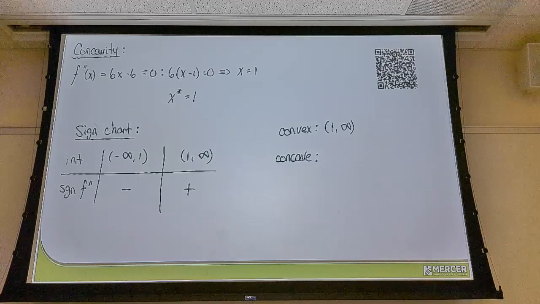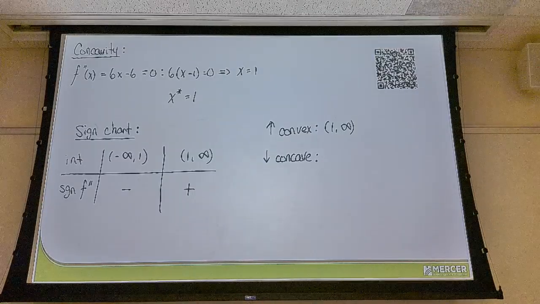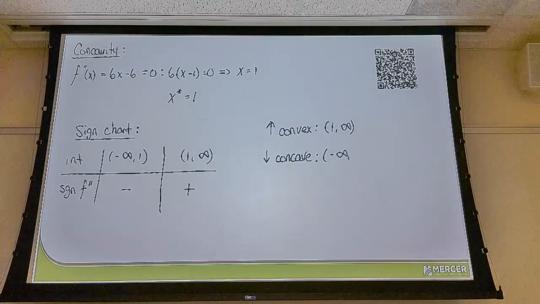So for this one, I will put an arrow here, but I'm not going to do it anywhere. Convex means up, concave means down. Where would be concave? Negative infinity to 1. Why? Because it's decreasing. What's decreasing? F prime. Because f double prime is negative, which means f prime is decreasing, which is the definition of concave.